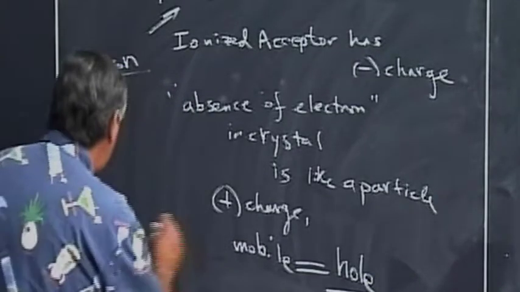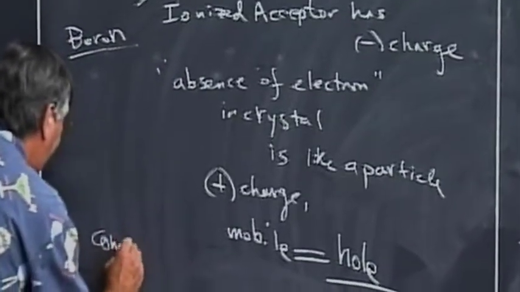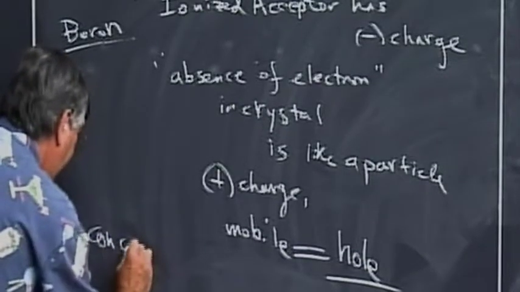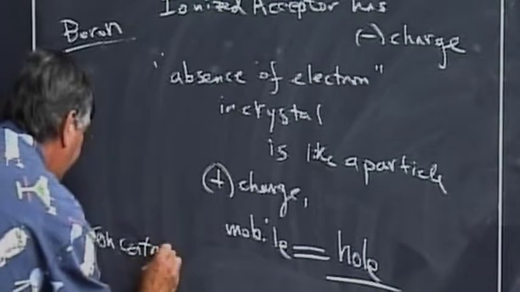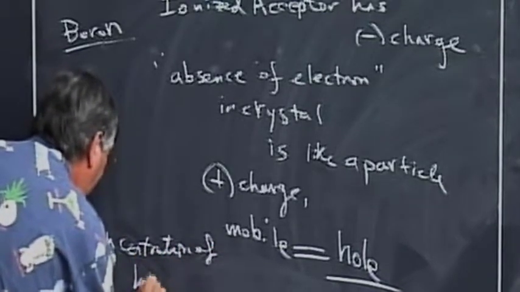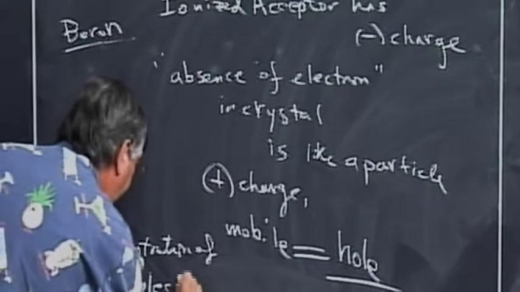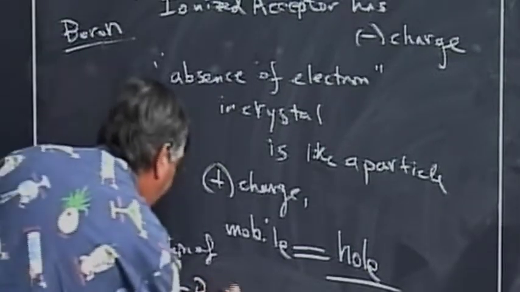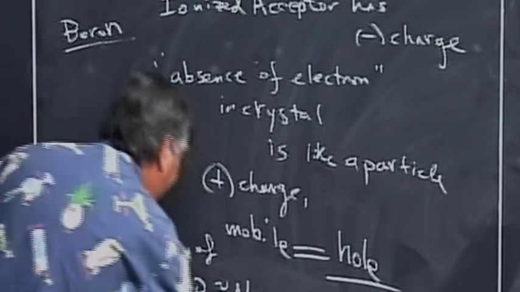The concentration of holes in this type of material, which is P, is almost exactly equal to the number of acceptors.